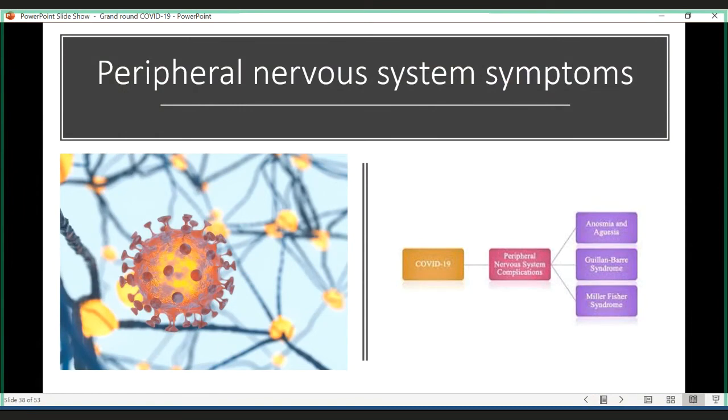So now we talked about the central nervous system involvement, and I will talk about the peripheral nervous system symptoms with COVID-19. And as I mentioned earlier, the most commonly reported symptoms are anosmia, ageusia, Guillain-Barré syndrome, and nerve pain.